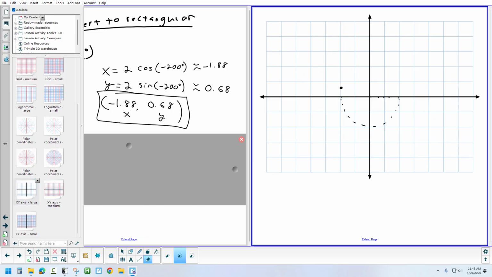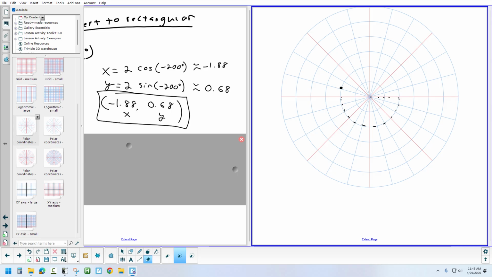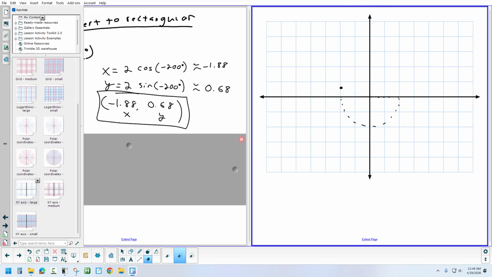Let's do that. Okay. Does it look like the x value is about negative 1.9? Yep. And does it look like the y value is a little bit more than halfway up? Yep. That's exactly where it should end up. Isn't that cool? I wait all year to do that. That's pretty neat. So that's the point in polar, and that's the same point in rectangular, just changing the background behind it.